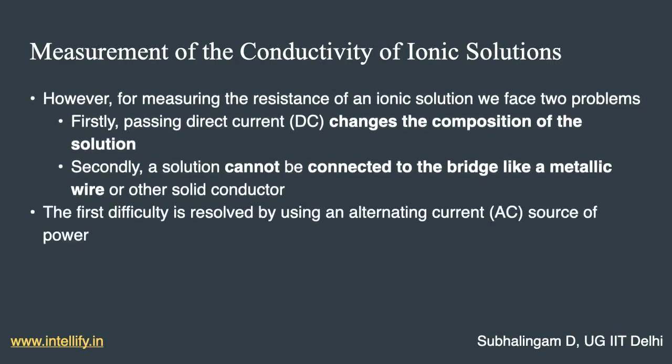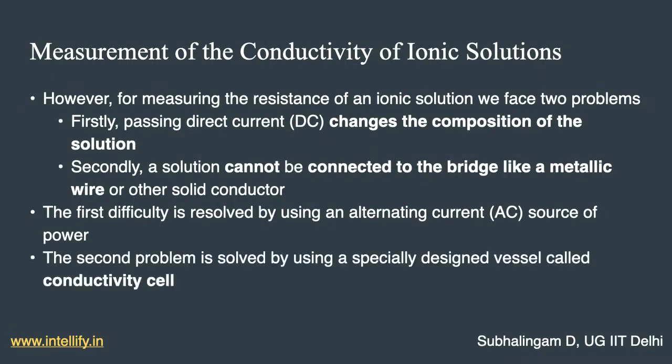The first difficulty is resolved by using an alternating current source of power. So the problem was because of DC, so we are going to just make it AC, that is an alternating current, and that solves the first problem. The second problem is solved by using a specially designed vessel called a conductivity cell.